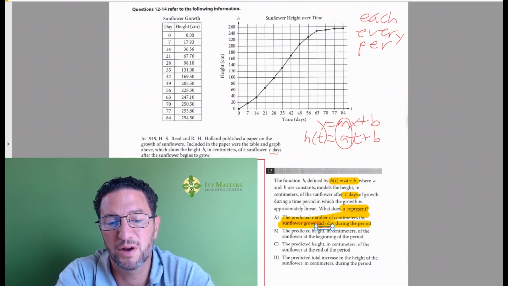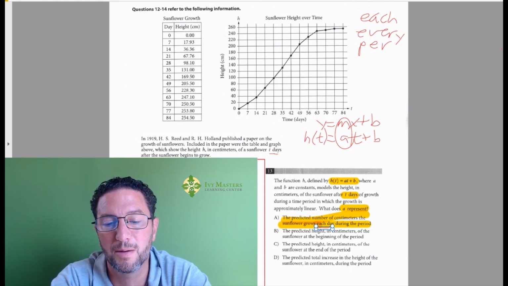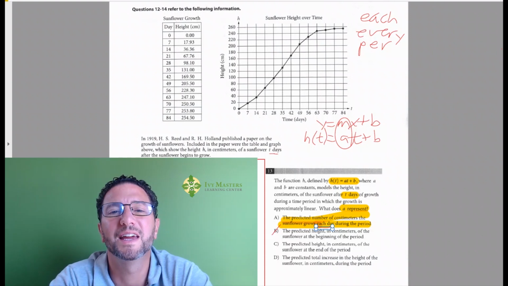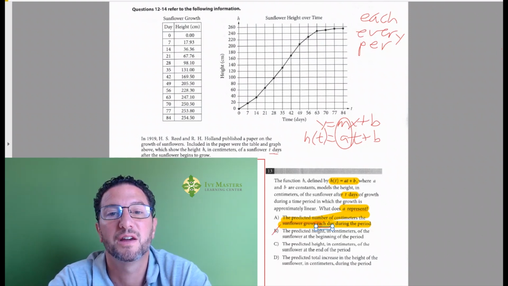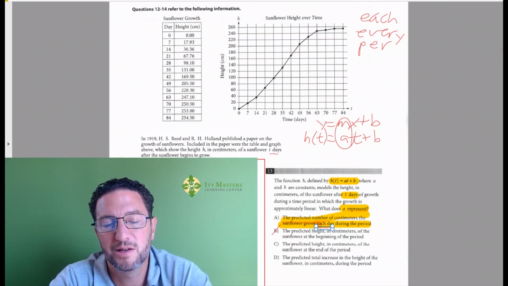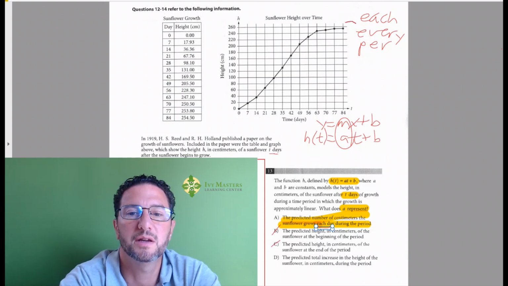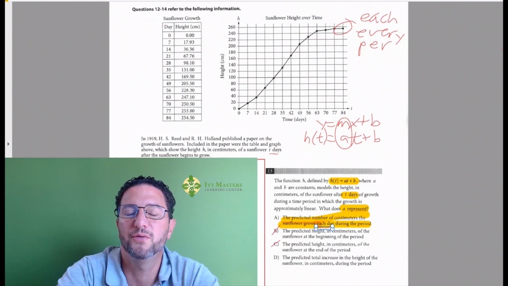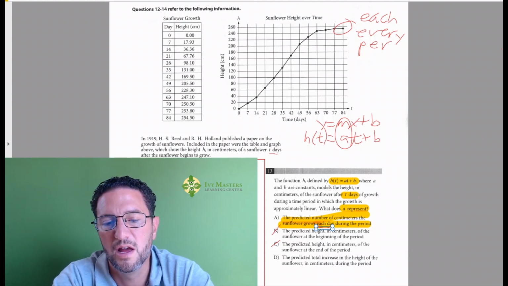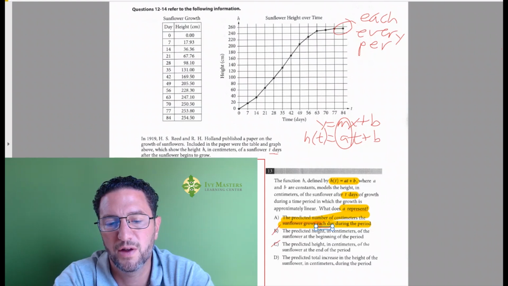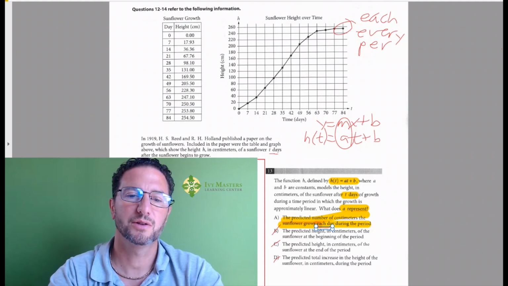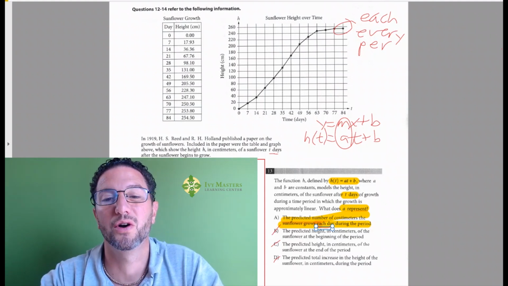And when we investigate the other answer choices, B, the predicted height in centimeters of the sunflower at the beginning of the period. Whenever you see the word beginning or the word start or the word initial, then you know you've got y-intercept. And you can see the y-intercept is 0 here because, of course, it's a seedling. Did not yet grow. Answer choice C, the predicted height in centimeters of the sunflower at the end of the period. Well, that would be over here. That's not represented by any constant or coefficient in the original equation. Answer choice D, the predicted total increase of the height of the sunflower in centimeters during the period. Not that either. Total increase, we would have to subtract the y's.